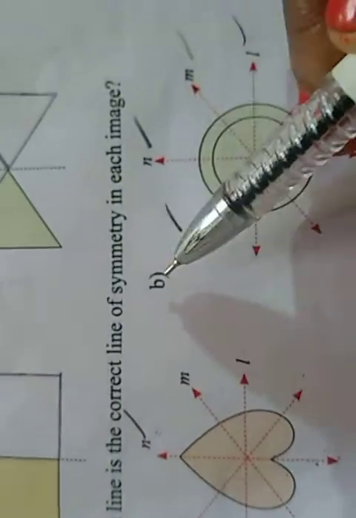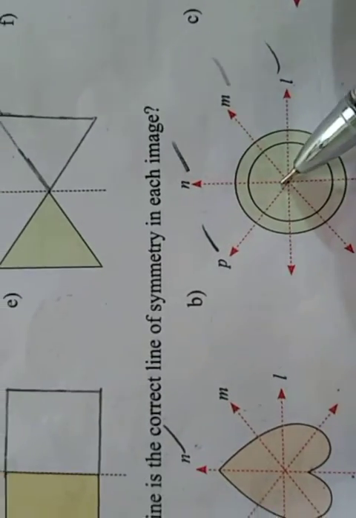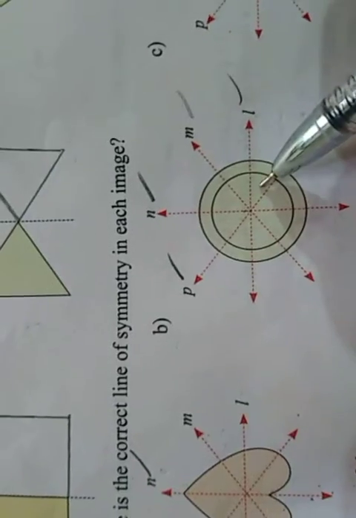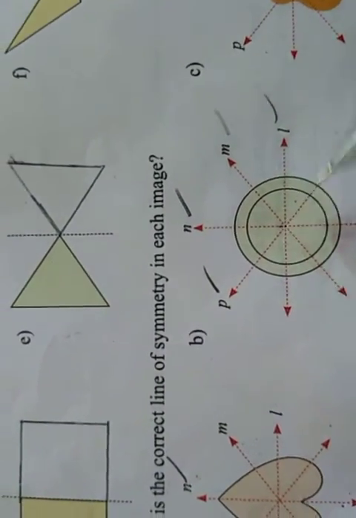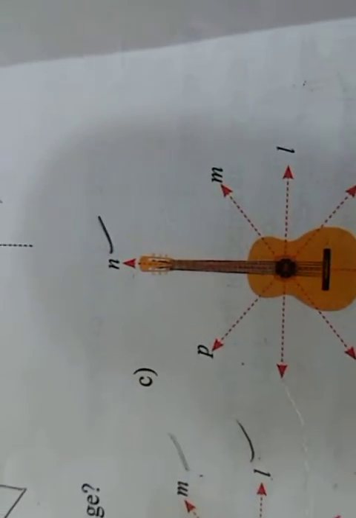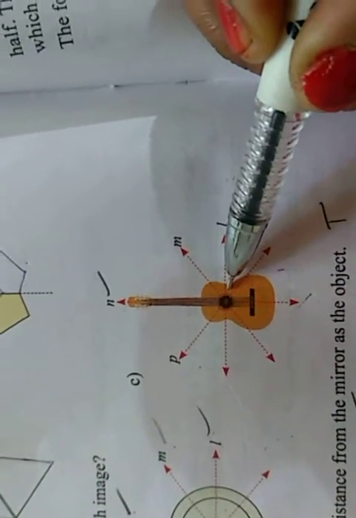Then in figure B, these are concentric circles and the center is the same. Here all lines are passing through the center of the concentric circles. Then all lines L, M, N and P are lines of symmetry. Then for this musical instrument, only line N is the line of symmetry.